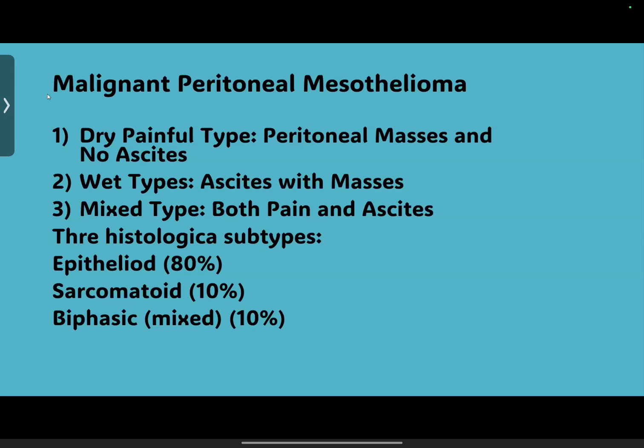Another thing, just very briefly, malignant peritoneal mesothelioma, just to cover it really quickly. We have the dry type, which is peritoneal masses with no ascites. There's the wet type, which is ascites with masses, and the mixed type, both masses and ascites. And again, there are three histological types: epithelial at 80%, sarcomatous 10%, and mixed 10%. We do occasionally see patients with peritoneal mesothelioma, but again, that's very rare in our population.